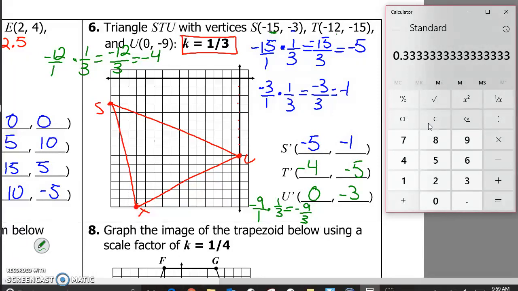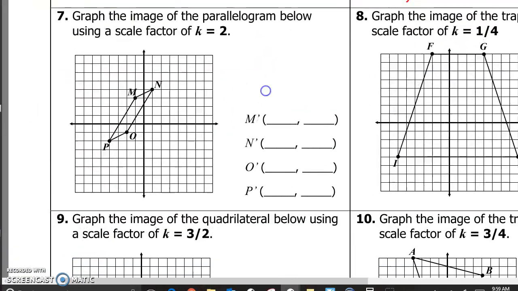So plotting that new figure, which is 1/3 of the size, S is at negative 5, negative 1, then negative 4, negative 5, and then U is at 0, negative 3. There we go. Different way to use it, but definitely much easier than using that calculator on that one. All right, moving on to number 7.